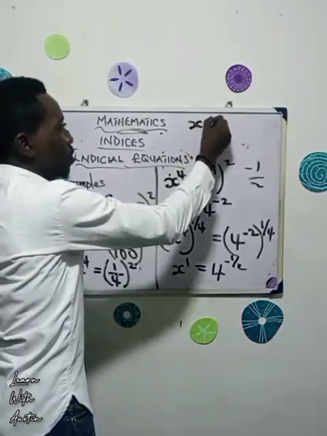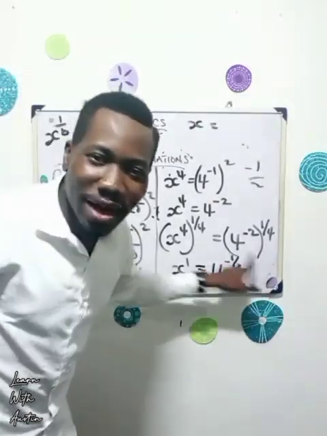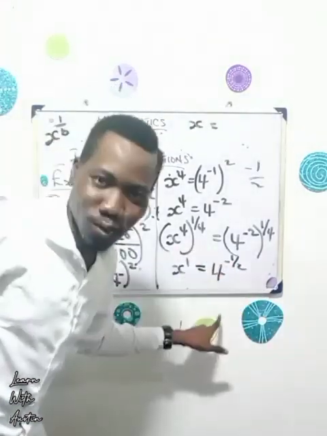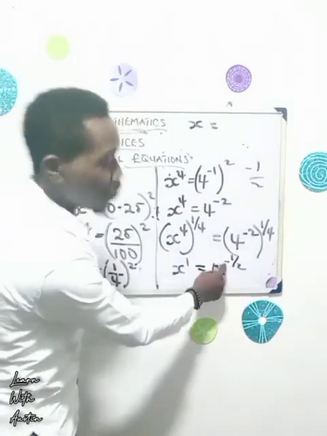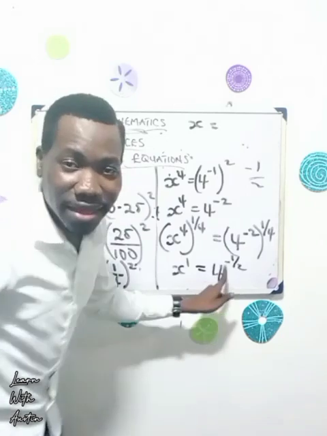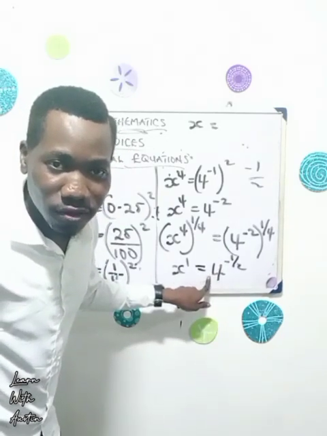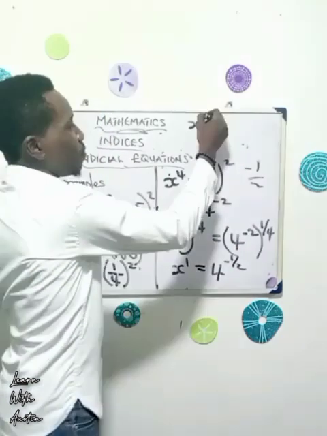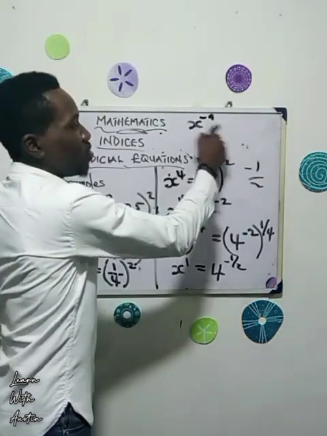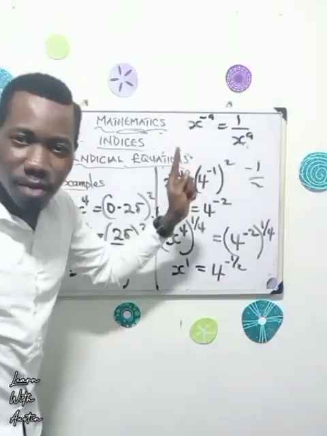X now will be equal to 4 raised to the power of minus 1 over 2. Now we can introduce our square root. When you see a negative index, it means you are going to reciprocate. That's one of the rules. The rule says x raised to the power of minus a is equal to 1 over x raised to the power of a.